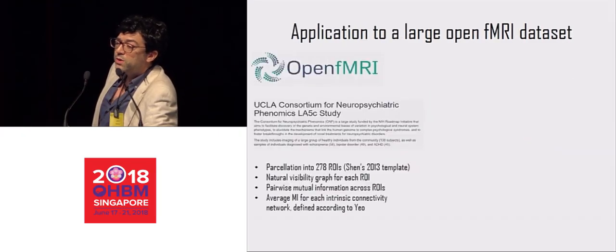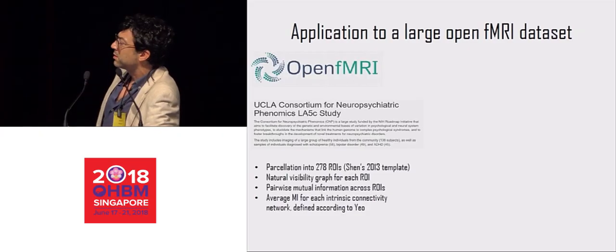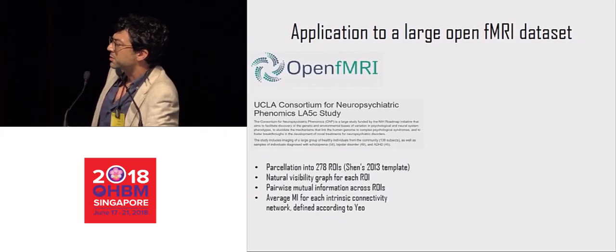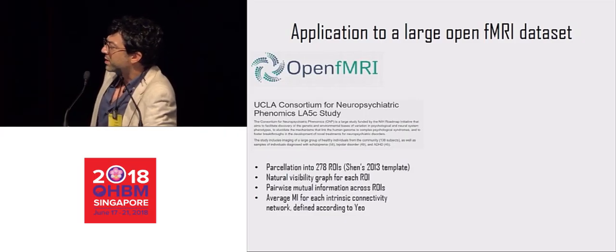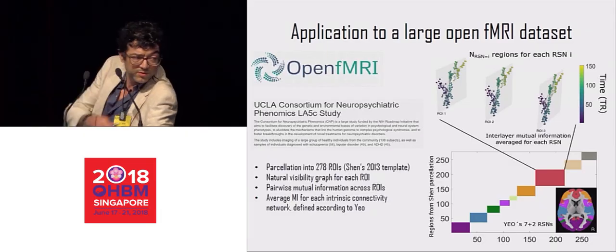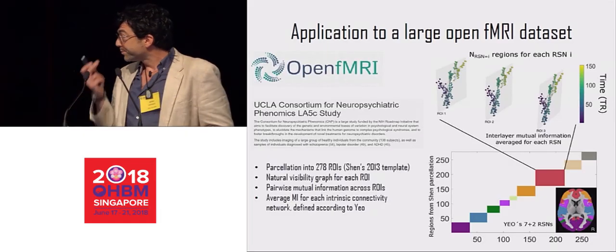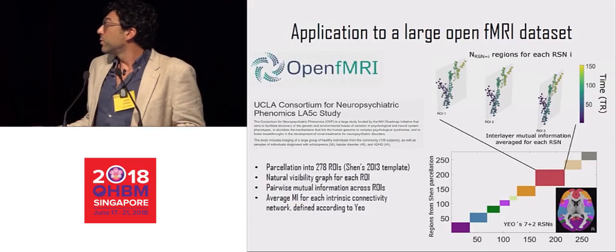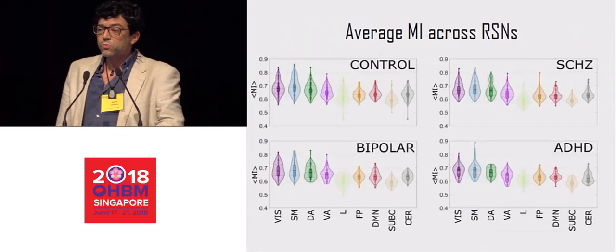So what we did, we applied it to a large OpenFMRI data set, the UCLA LA5C study with healthy controls and 3 mental disease samples. Then we computed the visibility graphs for each region of interest, and then we averaged within the intrinsic connectivity networks defined by Thomas, and we did this for all the subjects. So this is what we obtained.